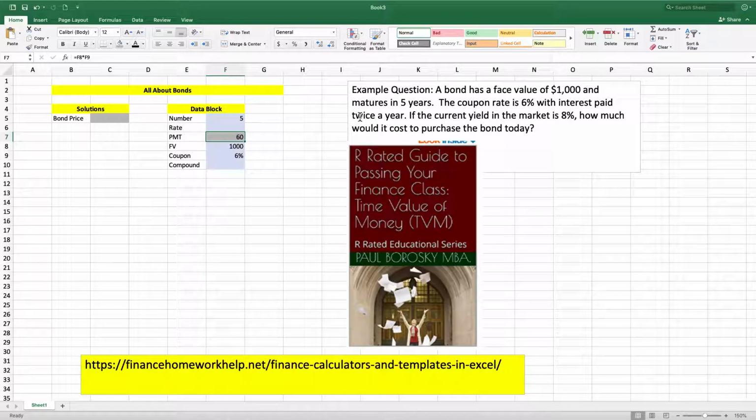However, this is telling us it's going to happen twice a year. So we're going to go down to our compound. We're going to type in 2. And once we do that right there, we're going to start manipulating a couple of the variables.